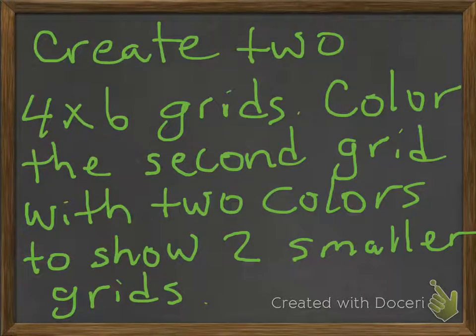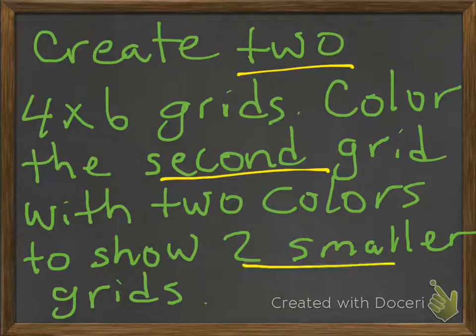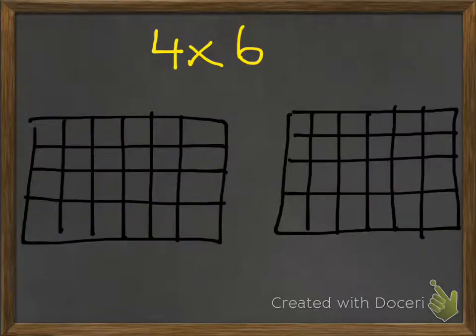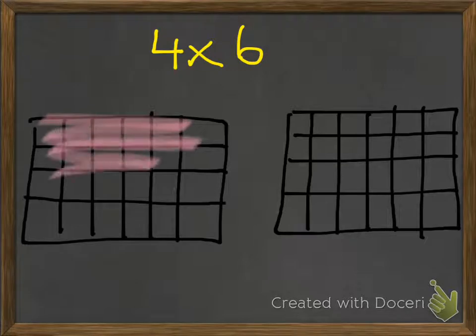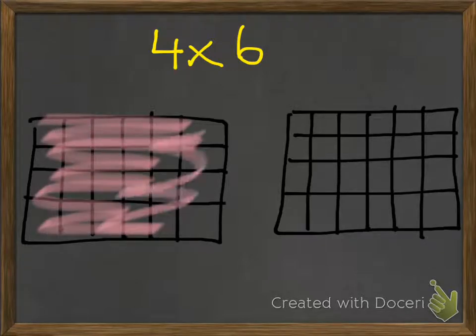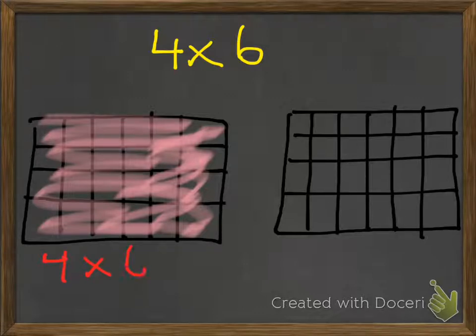We're going to create two 4 times 6 grids. We're going to color the second grid with 2 colors to show 2 smaller grids. Let's see what we mean by that. Here we have our 2 grids. And if we were to just shade in this one, then we can easily write down 4 times 6, and we find the answer is 24.